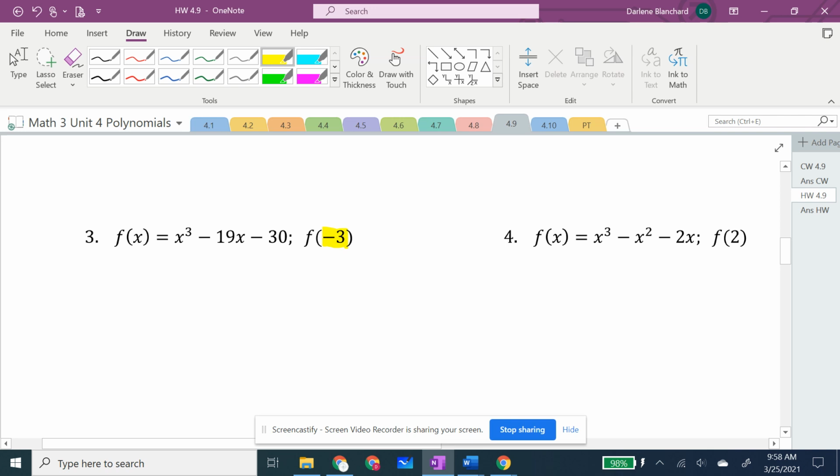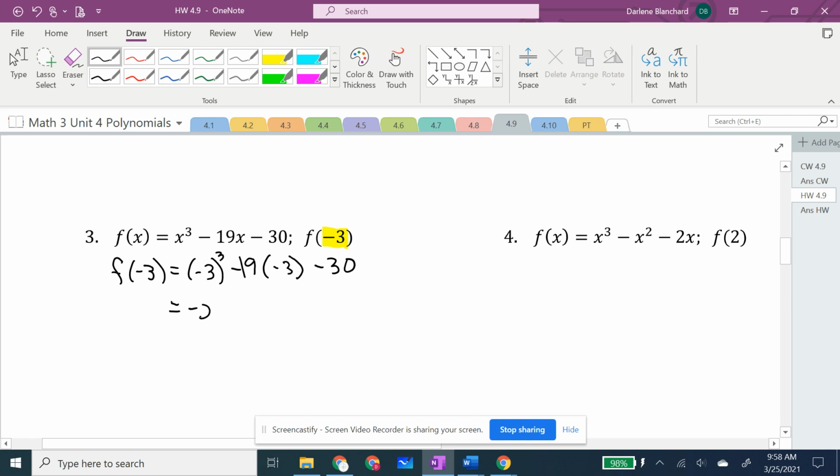-3. Is -3 a root? You're going to determine that by plugging -3 into the x's. If you get 0, the answer is yes, it is a root. Okay, so I've rewritten the polynomial, but -3 is plugged in. You can go ahead and grab a calculator.